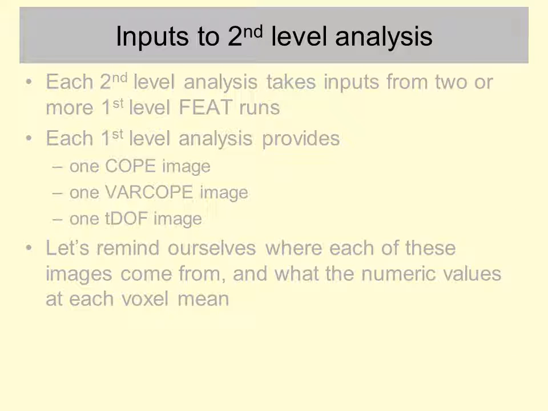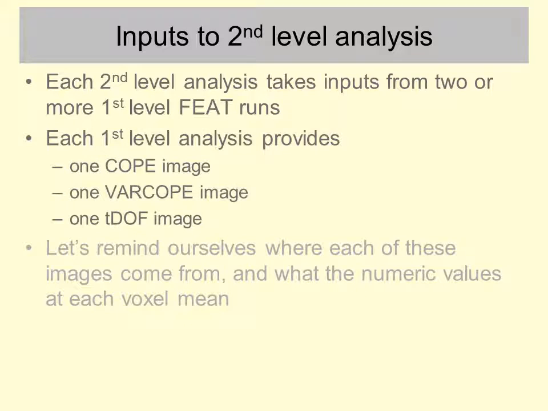So the inputs to the second level analysis are those from 2 or more first level FEAT runs. In practice, when you're actually doing this in FEAT, setting up a second level design matrix, one of the things you have to do is select the FEAT folders from the first level, and it will find the appropriate files it needs within those first level FEAT folders.